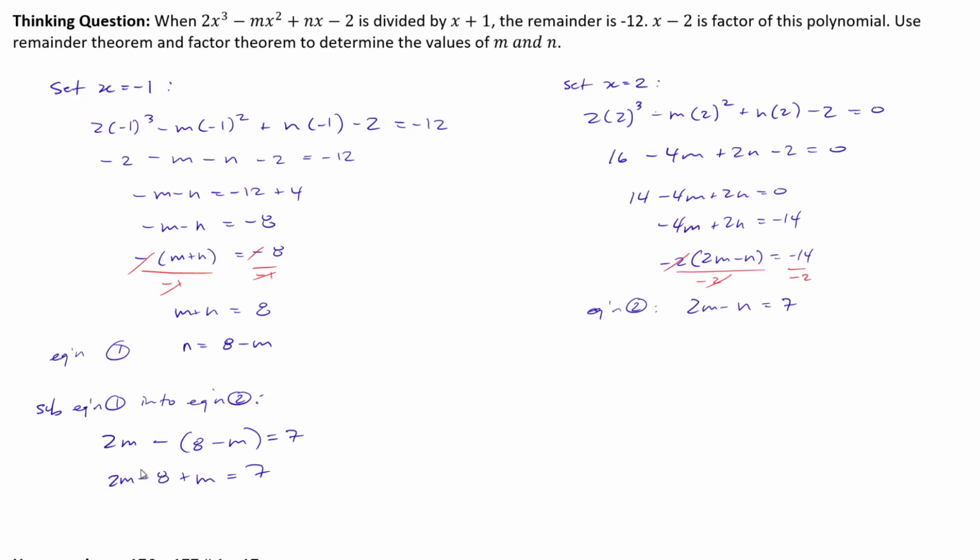Okay, I'm going to bring the 8 over to the other side, and I'm going to add like terms. So the 2m plus m, 3m is equal to 15, m is equal to 5. So I've got the value of m, and then once you have m is equal to 5, you sub m equal to 5 into equation 1. Okay, and so n is equal to 8 minus 5, n is equal to 3.